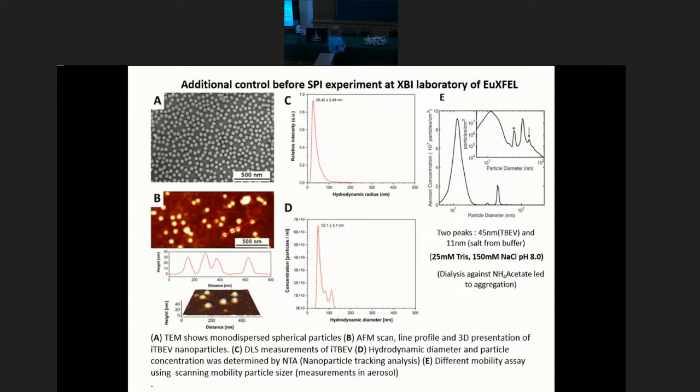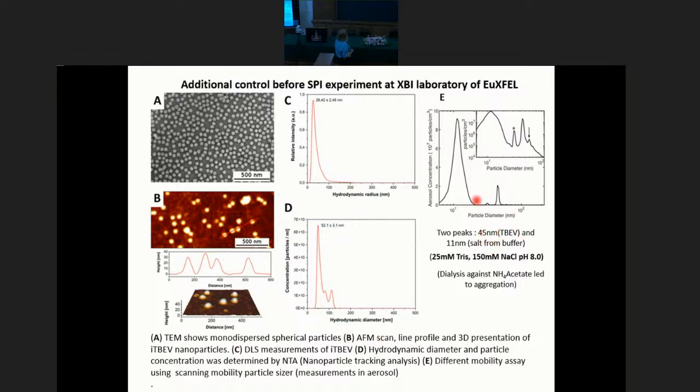So our colleagues from XFEL repeated the negative stain experiment. This is the image. Also, atomic force microscopy was done. It confirmed the result of negative stain and dynamic light scattering. Also, it's very reliable. So we have a narrow peak corresponding to 25 radius particles. Also, nanoparticle tracking analysis was performed, but here you can see a bit of aggregation, but it's really connected with the method, not with the sample.